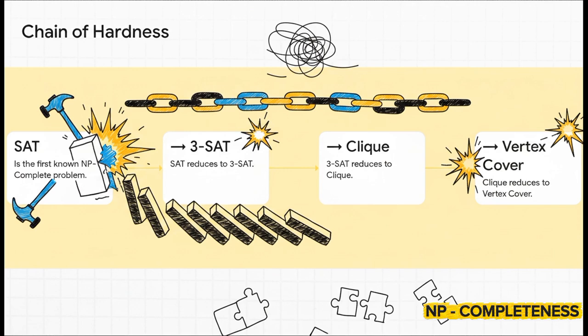And this is exactly how that chain reaction, that domino effect, works in practice. First, Cook and Levin knocked over the SAT domino. Then, other researchers figured out how to reduce SAT to a version called 3-SAT. So boom, the 3-SAT domino falls. It's also NP-complete. Then, someone else reduced 3-SAT to a problem about finding groups in a network, called the clique problem. Boom, another domino down. And this just kept going. This chain of reductions revealed that hundreds of problems that looked totally different on the surface, problems in logistics, biology, circuit design, were all just different faces of the same underlying hard problem.